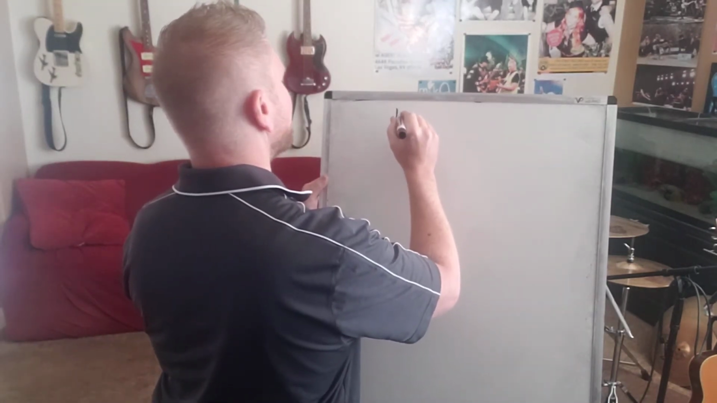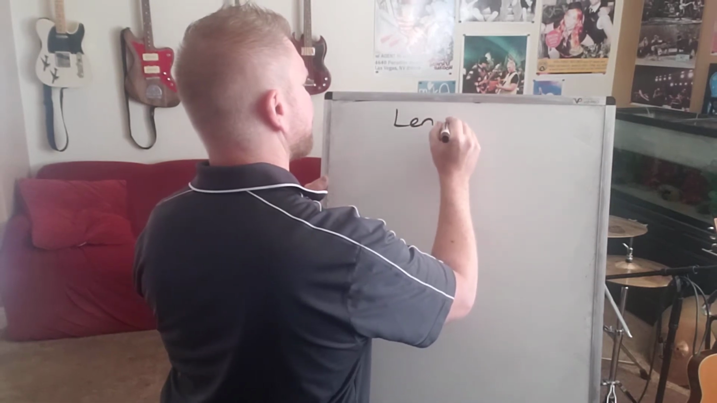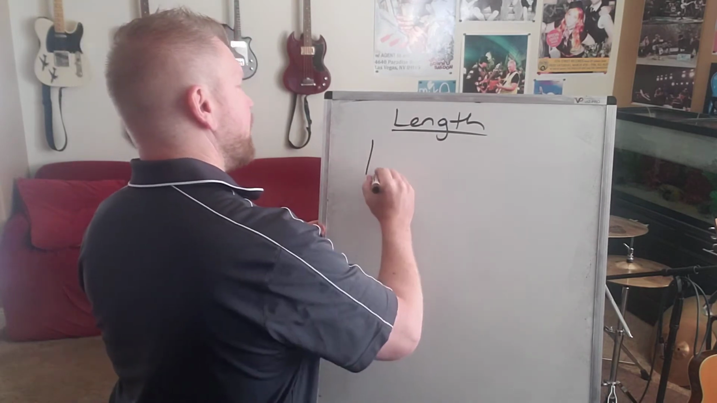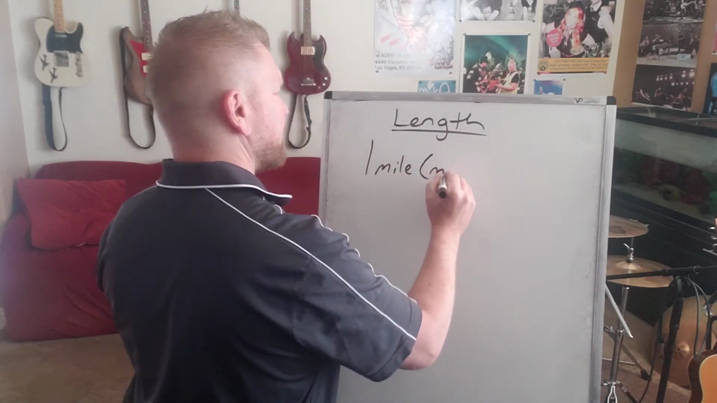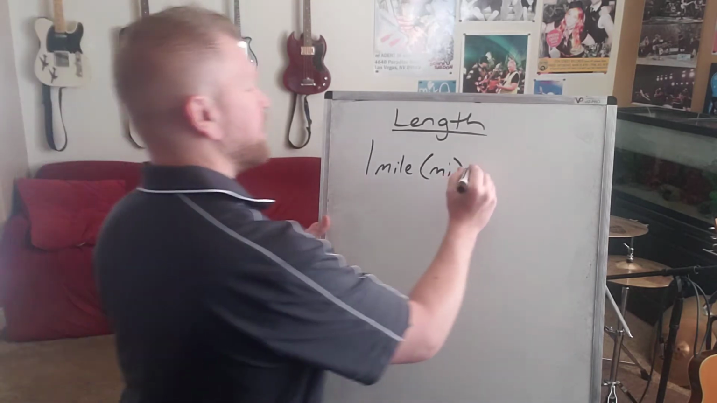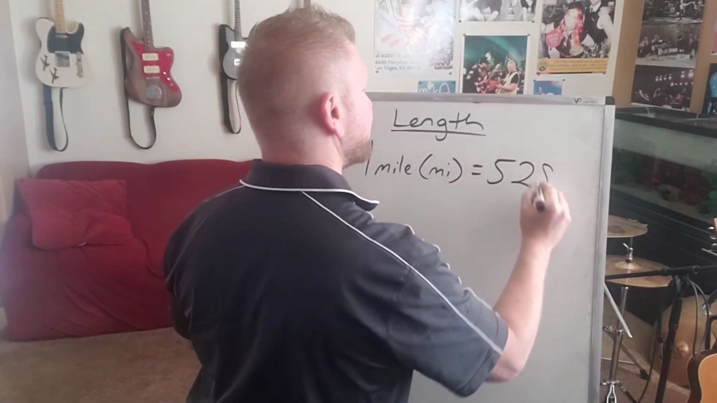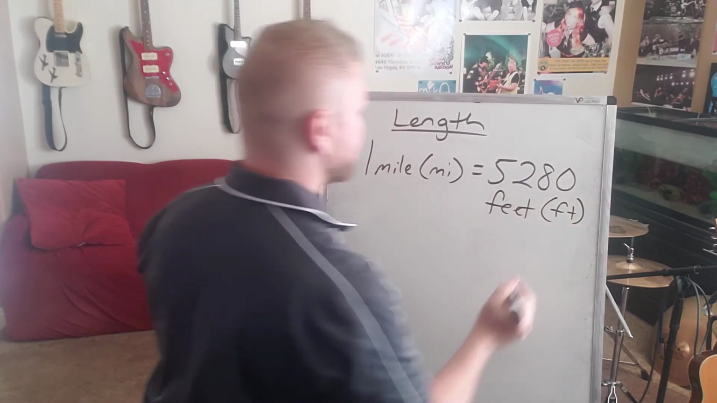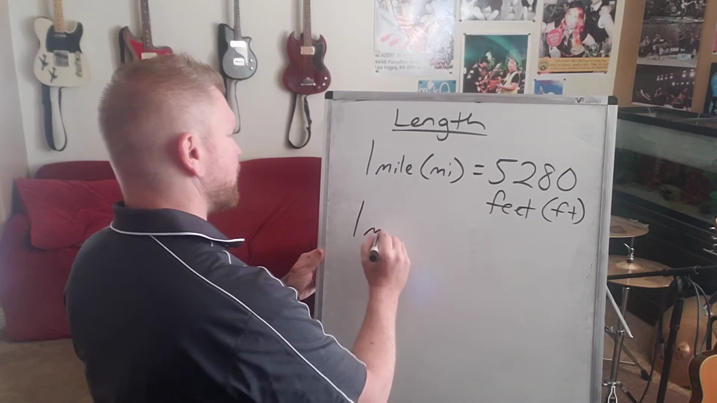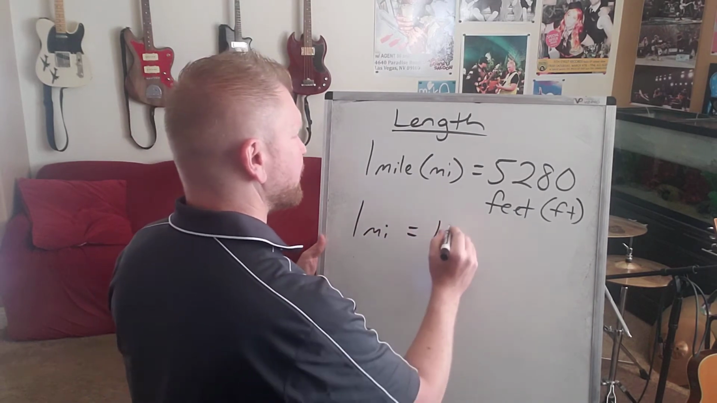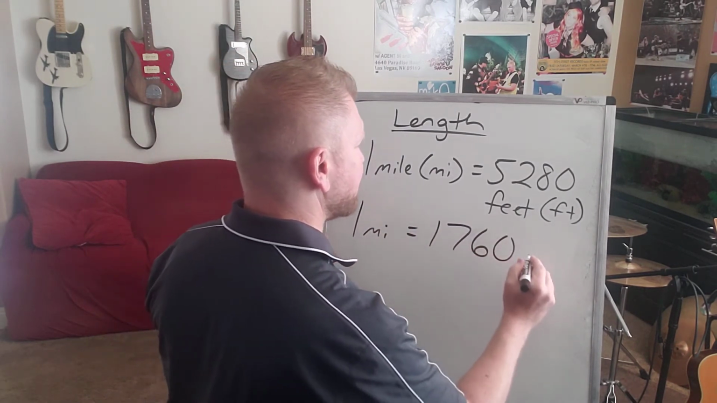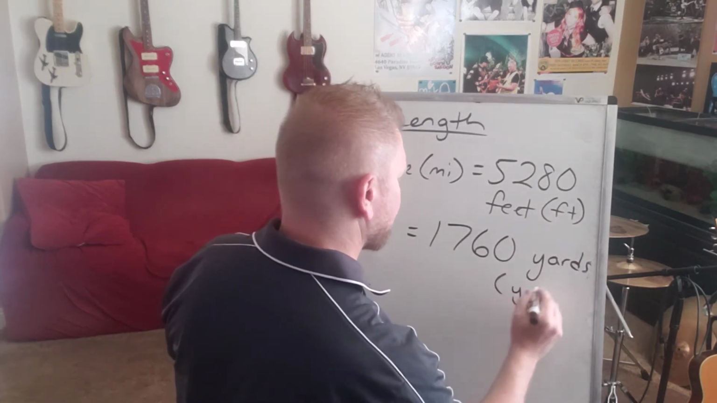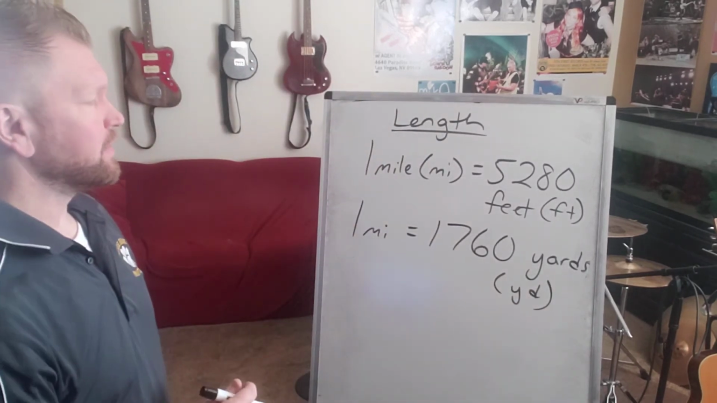All right, let's do length. Okay, if you've got 1 mile, abbreviated MI, that is 5,280 feet. FT for feet. Also, 1 mile is 1,760 yards. Abbreviated YD.